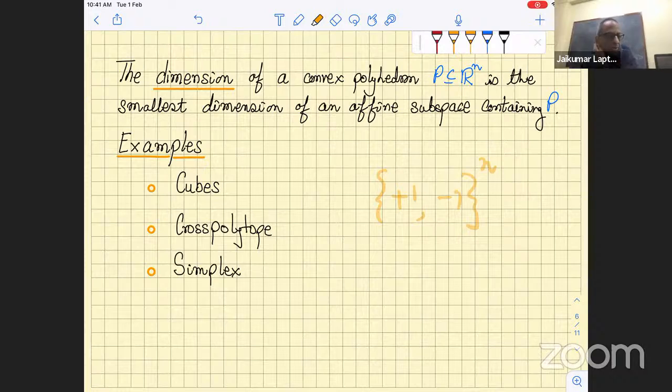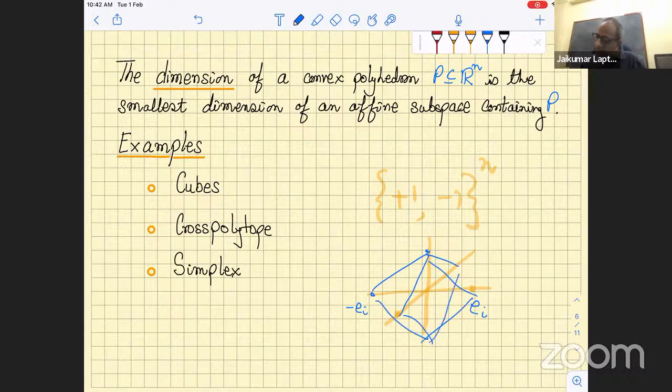Okay, the cross polytope is essentially the diamond. So you take all these standard basis vectors, e_i and minus e_i, and you take the convex hull of them. So you get this pyramidal shape. So that is called the cross polytope.